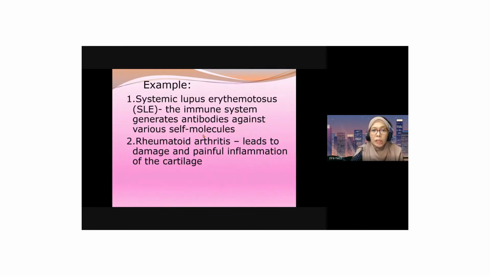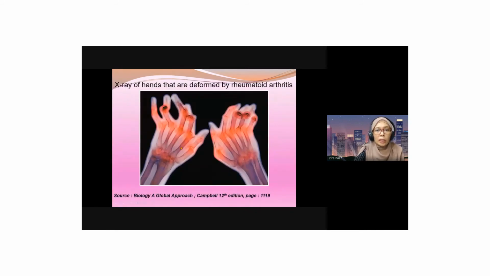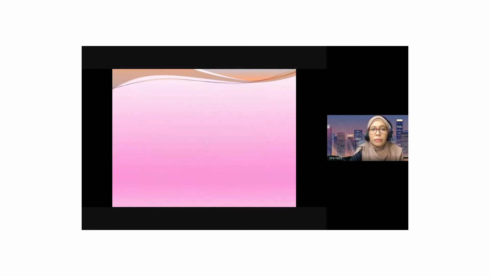For rheumatoid arthritis, there is an example here, at the cartilage, it swells. And then as it swells, it deforms. Can you see your fingers deformed? So these are x-rays of hands that are deformed by rheumatoid arthritis, taken from Campbell 12th edition, page 1119. Okay, that's the second one, rheumatoid arthritis, for the autoimmune disease.